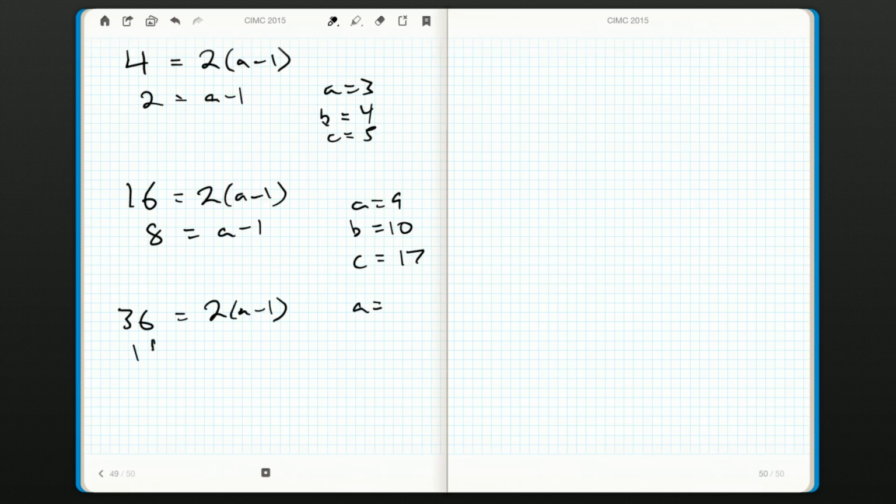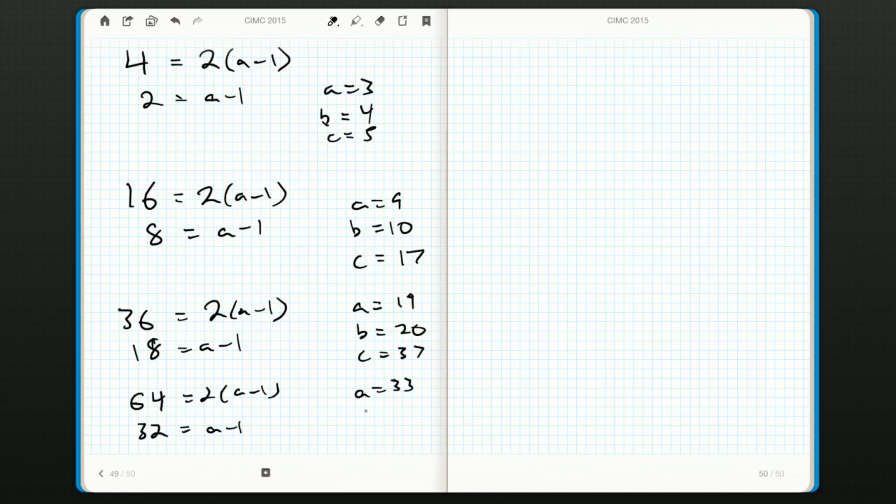So that's going to be 18 is equal to A minus 1. So we got A is 19, B is 20, and C is 2 times A, which is 38 minus 1, so 37. And the last one, 64, is 2 times A minus 1. And we're going to get 32 is A minus 1. So A is 33, B is 34, and C is 2 times A, 66 minus 1, 65. So those should be the triangles.